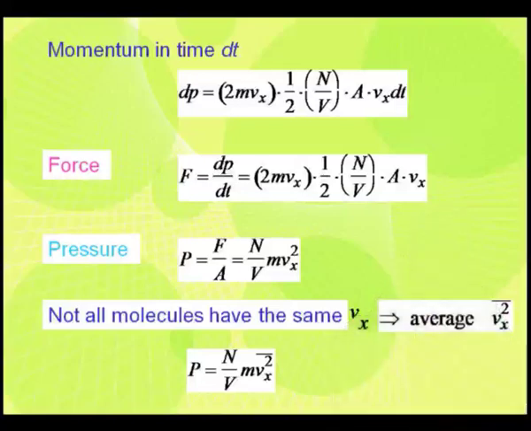In the earlier part of this class, I said that not all molecules have the same speed Vx. So here it is easier to write the speed as Vx squared with the bar meaning mean. The pressure is then written as the average density of the molecule times the mass times the average speed of the molecule squared.